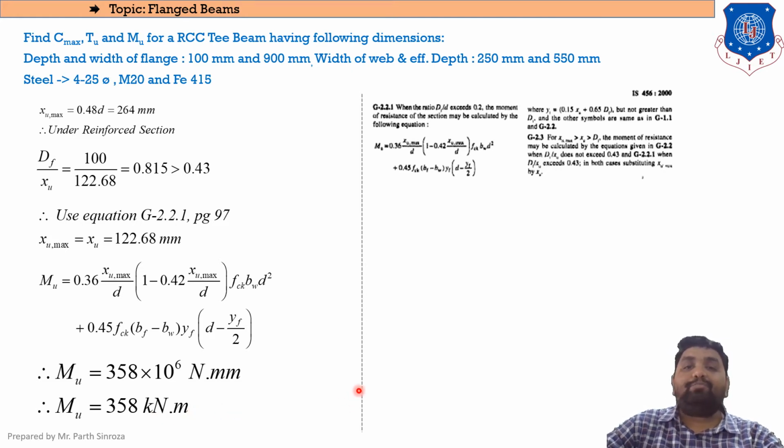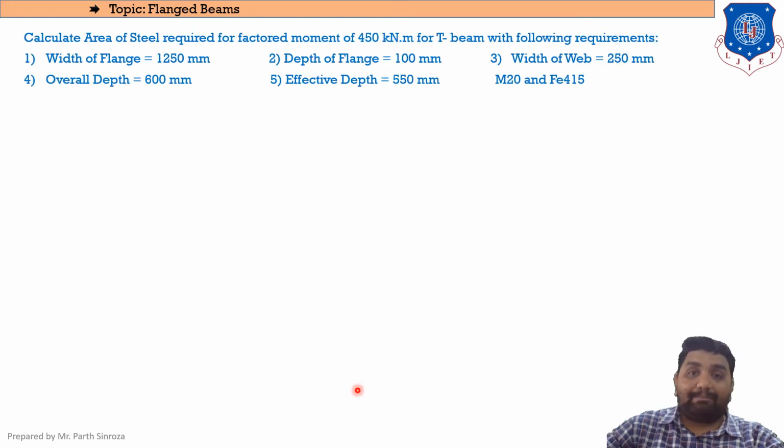So this is how you will be solving the moment of resistance sums when the third case, that is neutral axis in web, applies and the criterion of XU greater than DF does not satisfy. Clear? Now we will be starting with our design problem. Here the question for design is: calculate area of steel required. That means we need to find the value of Ast. Calculate area of steel required for a factored moment of 450 kilonewton meter.